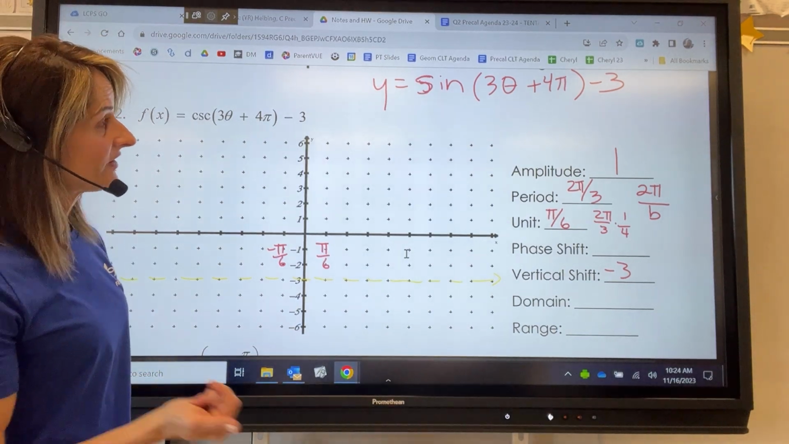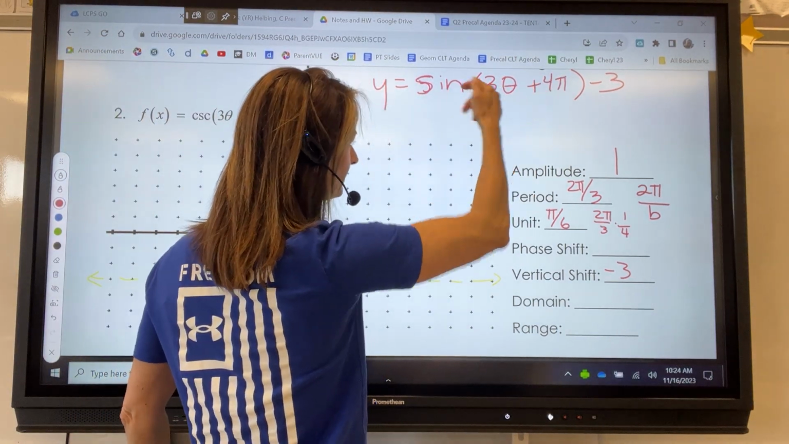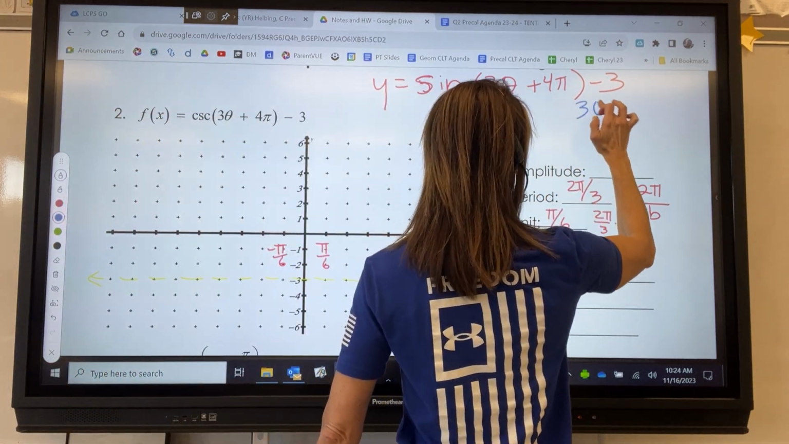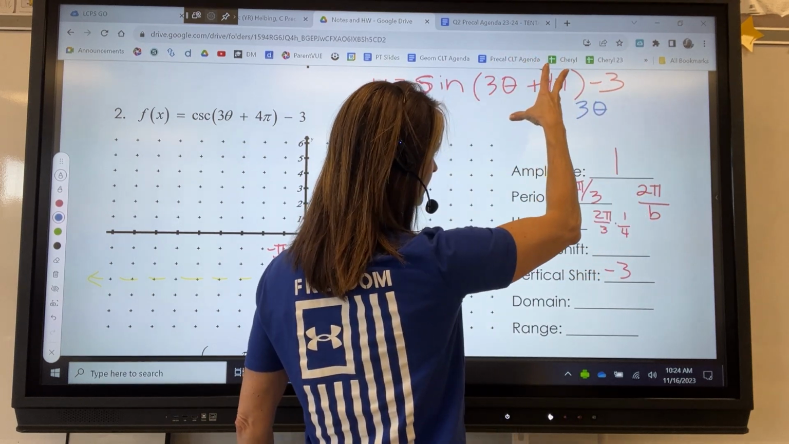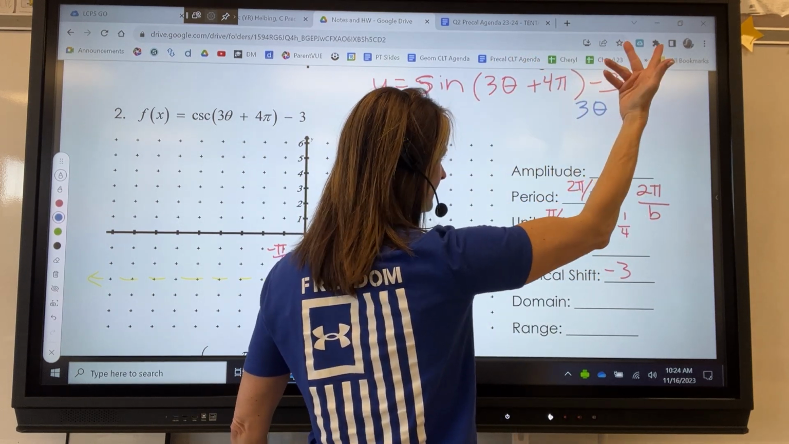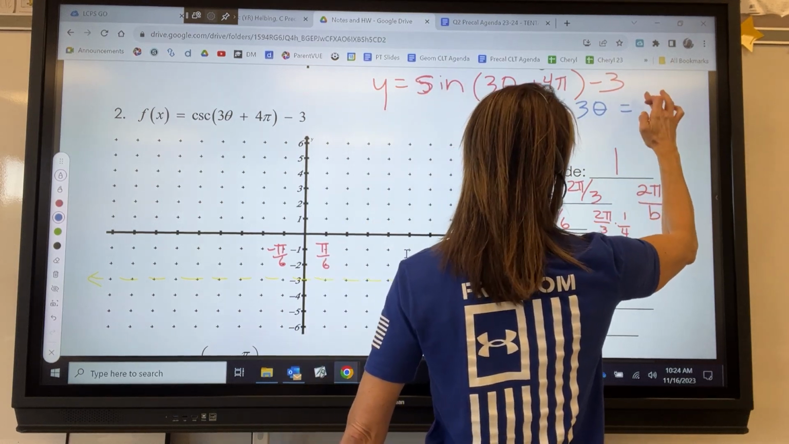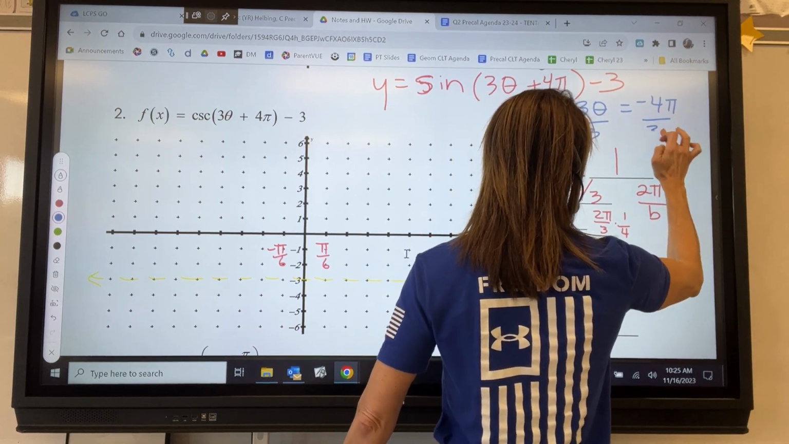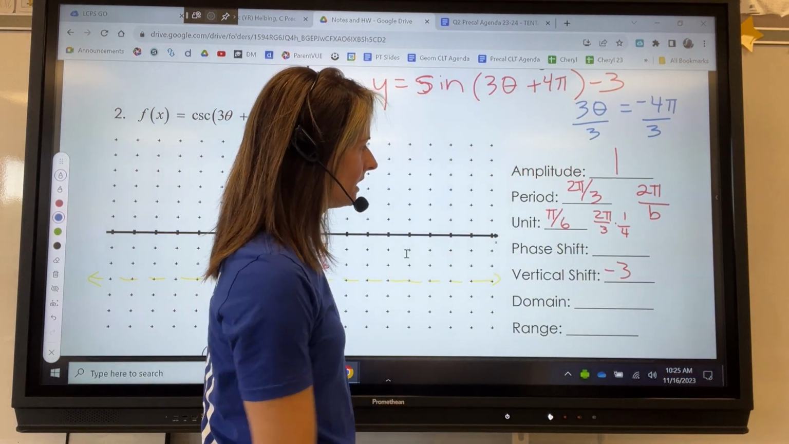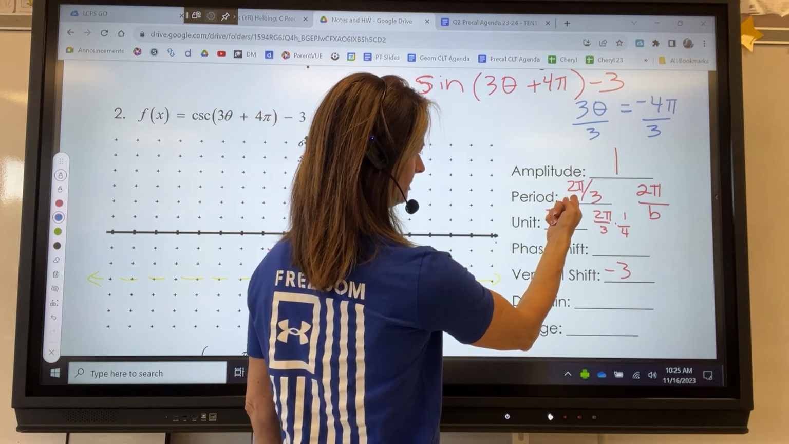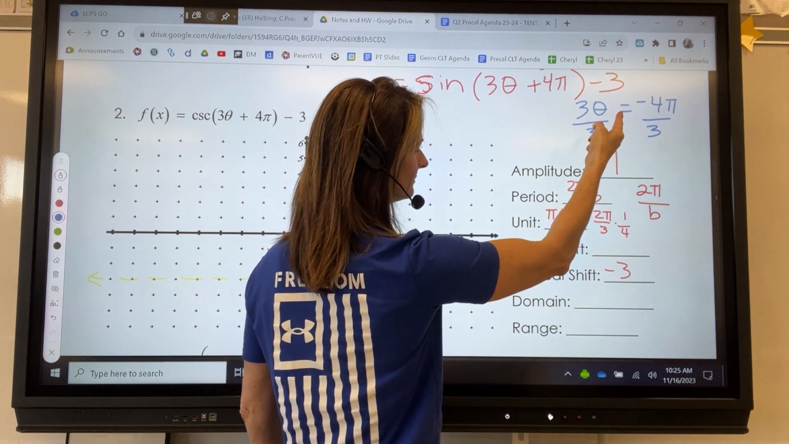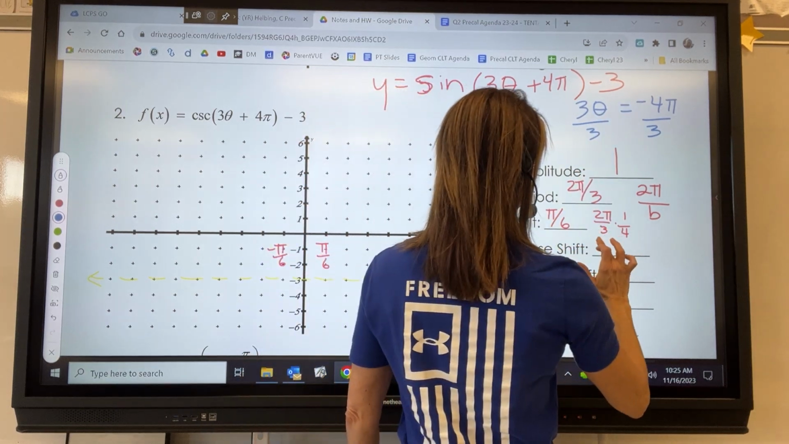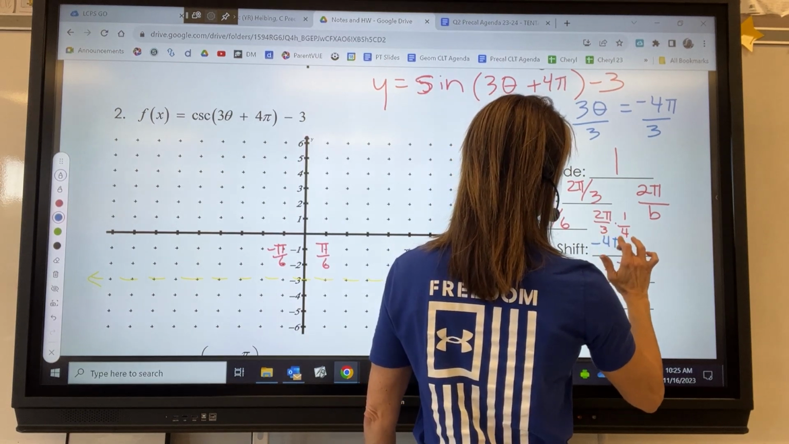Now, the phase shift is when we take the parentheses and we set it equal to 0. So let's go ahead and do that, maybe in a different color. 3 theta. When I set this equal to 0 and I subtract the 4 pi, it's going to go to the other side. So I'm just going to write it as negative 4 pi, solving for theta. So my theta is negative 4 pi over 3. Well, the period is 2 pi over 3. So that's 2 full periods to the left. We'll go ahead and do that phase shift, but I'll show you something afterwards. So the phase shift is negative 4 pi over 3.